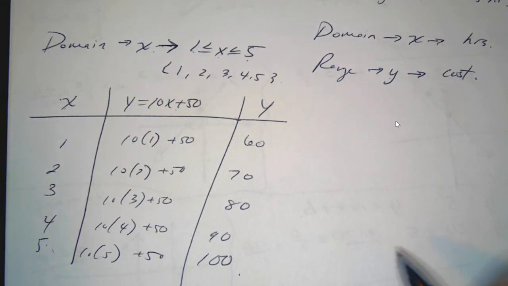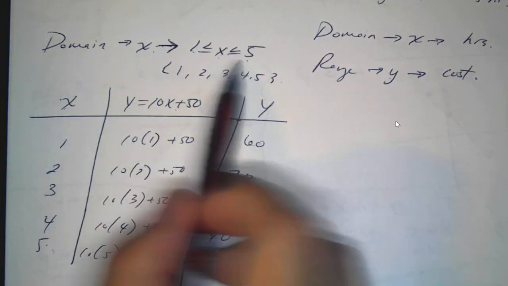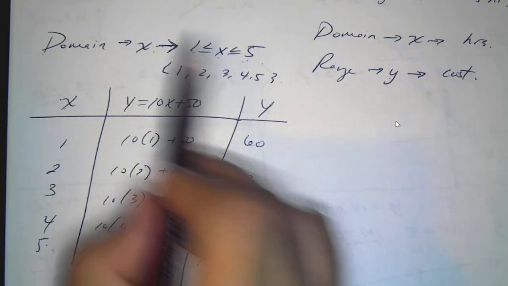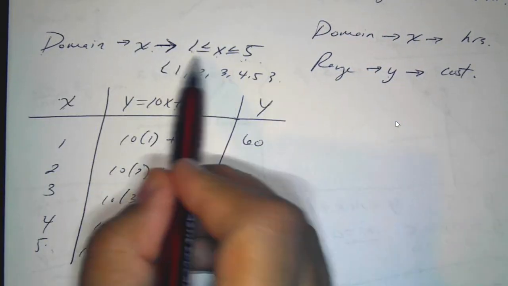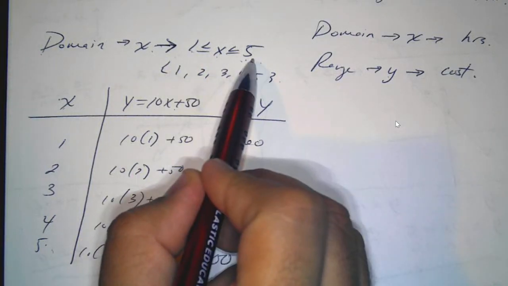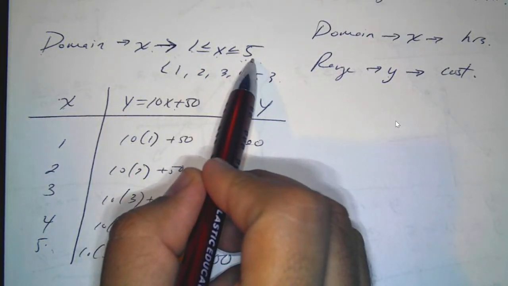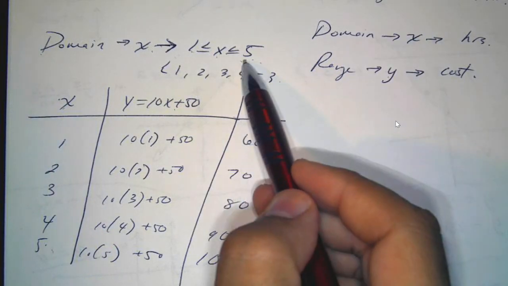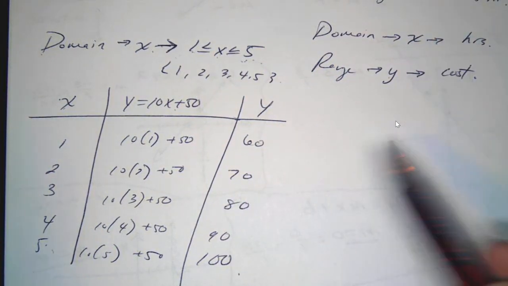So going back to my equation, what is my domain? The domain is the inputs that could be used in this equation. So my inputs are 1 to 5, because it takes us a minimum of 1 hour and it could take us a maximum of 5 hours, because that's what the text said. Well, what about our range?